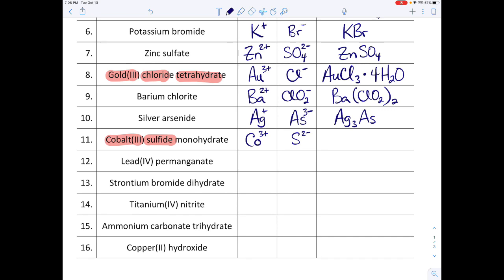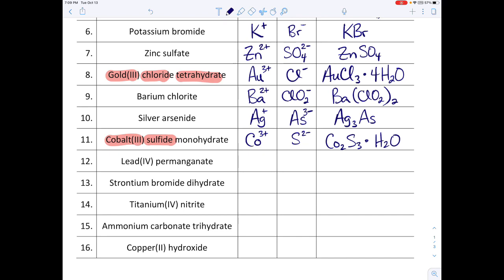A 3 positive and a 2 negative. I'm going to take 2 of the cobalts, that will give me 6 positives, and I'll take 3 of the sulfides, that will give me 6 negatives. So 2 of the cobalts and 3 of the sulfides, that would be Co2S3. Now the monohydrate, mono means 1, so we put a dot, and we can just write the number 1, or if it is a 1, you can just leave that number out. It'll be understood. So we'll just say dot H2O. If you put a 1 in front of the H2O, that's fine.